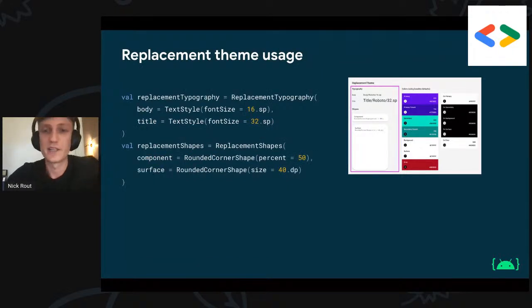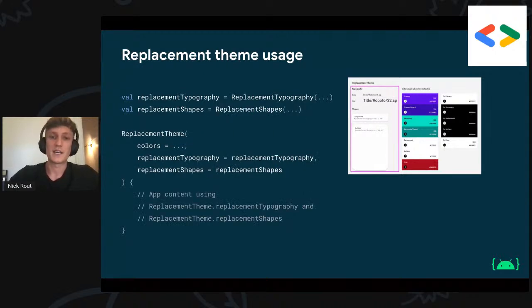And then how does this look in practice? So say we want to actually do the implementation on the right with our certain title style and body style and component and surface shapes. I've made two example implementations here where I've instantiated a replacement typography and replacement shapes. I've passed this through to a replacement theme. I'm calling that function, as well as the colors that I would have gotten from somewhere else and instantiated for the material theme. Then our app content can begin using these theming values with replacement theme, replacement typography, or replacement shapes.